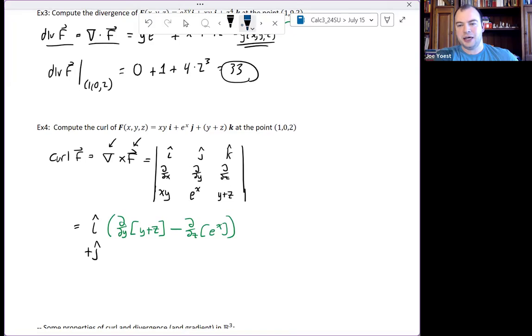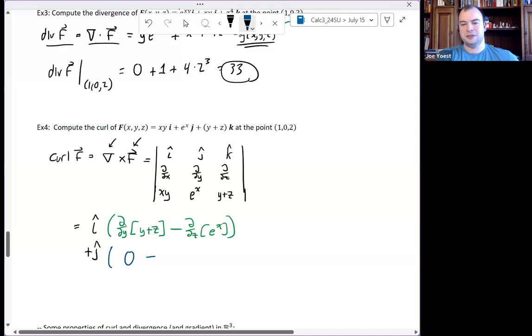And then plus j. Going top left to bottom right, j gets d dz of xy. Well, that's 0. Minus j, it's a little strange the way I wrote it here, but j hits d dx times y plus z. Again, that's not really a times, it's applying the partial with respect to x to y plus z. That's also 0.